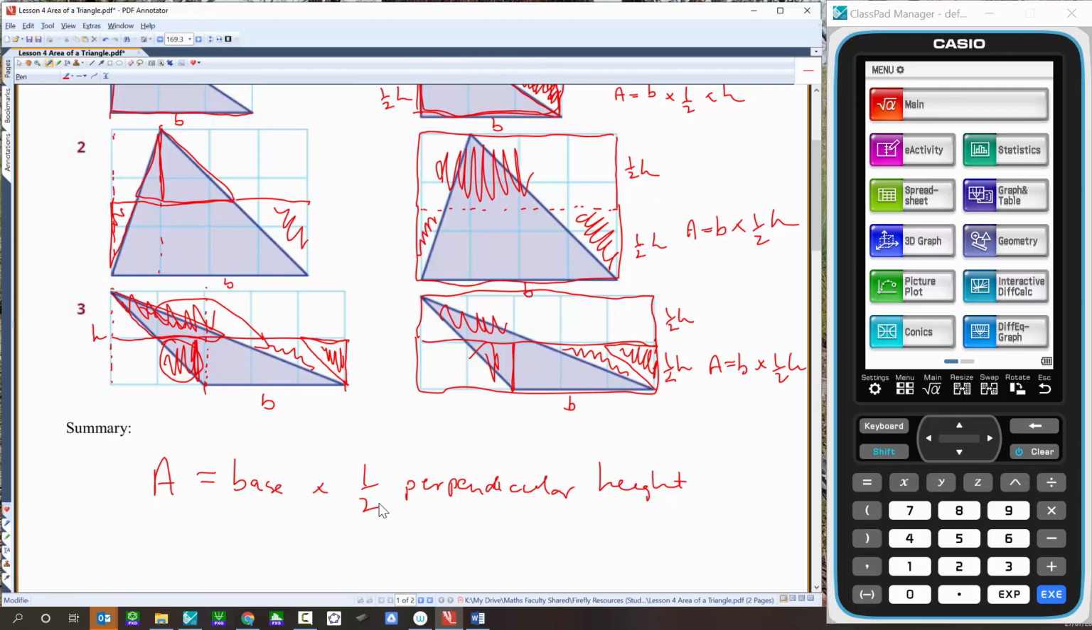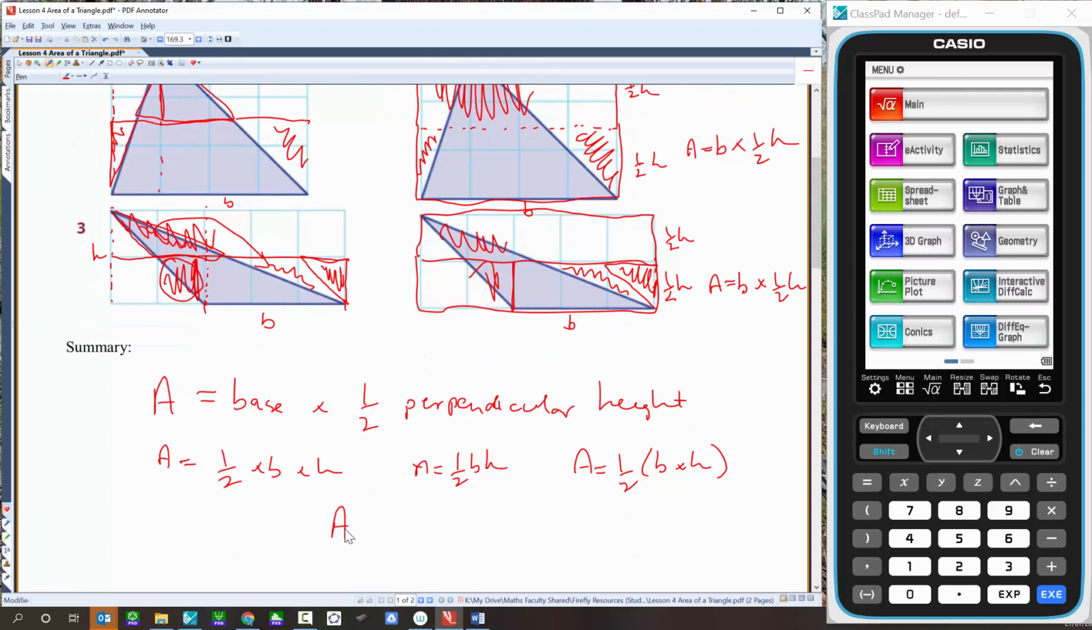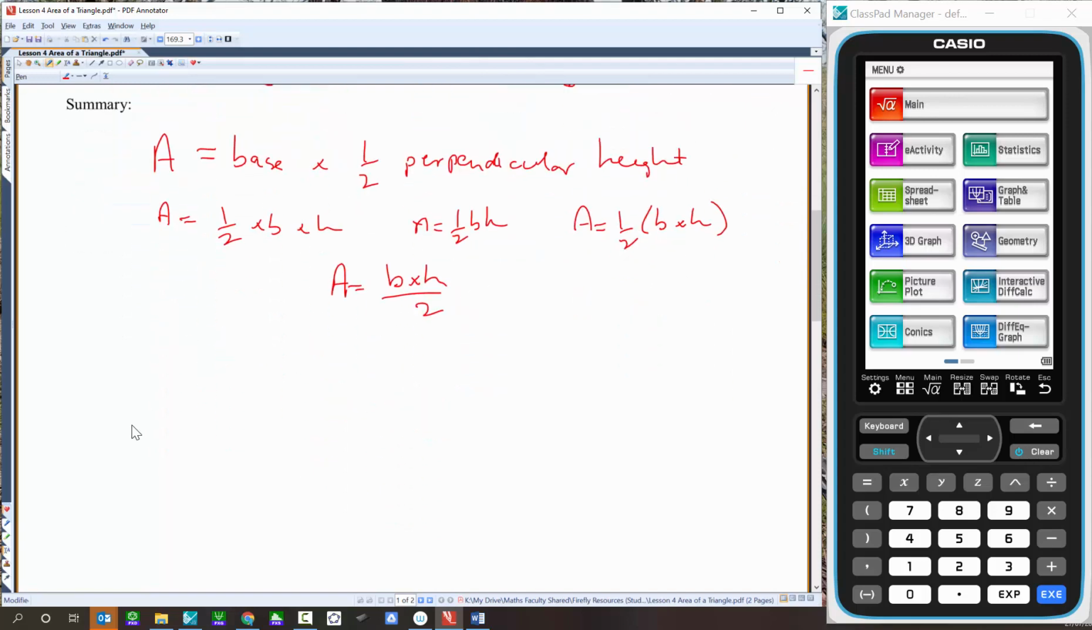Now this formula takes on many forms. You can write it as area equals half times the base times the height. Area equals half BH for base times height. Area equals half base times height. There's heaps and heaps of different variations. Area equals base times height, all divided by 2 or halved. So whatever you were taught in primary school, it was probably right, but that's how the formula actually comes out.